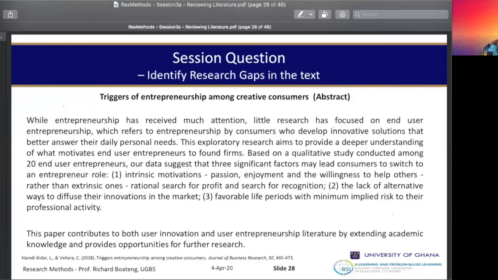What he's trying to tell us is that there has been a lot of research on entrepreneurship globally, but most research in entrepreneurship does not focus on end user entrepreneurship or consumer entrepreneurship. What he's trying to say is that there is a type of entrepreneurship which is started by a consumer, where a consumer was consuming a product and realized that there's a problem with something he's using and tried to solve that problem. And by solving that problem for himself, he ends up creating an enterprise around it.